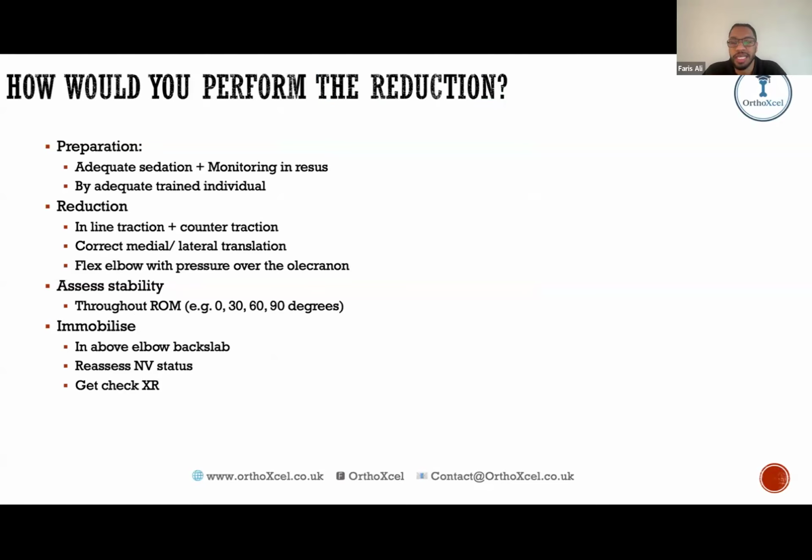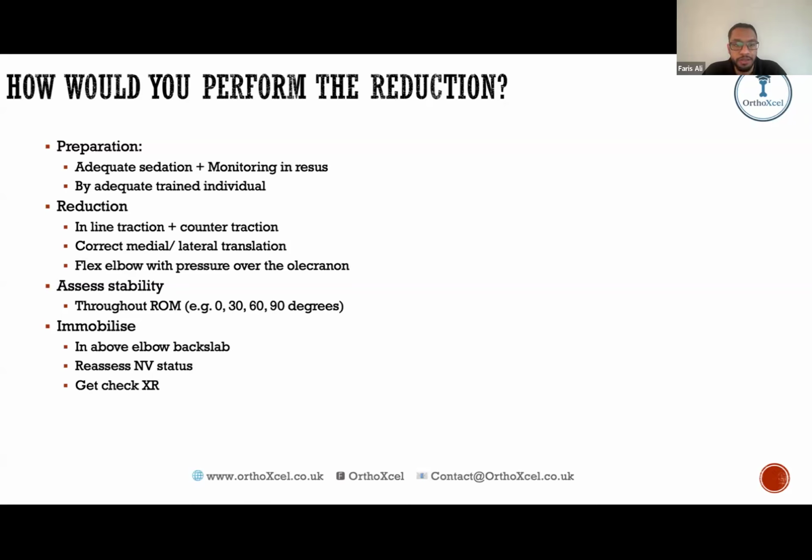I'll speak to my A&E colleagues and get them to a monitoring bay in resus. Then I would try to reduce this with an assistant. I would provide inline traction and counter traction, correct the medial and lateral translation, and flex the elbow with pressure over the olecranon using my thumb. Once it's reduced, I'd want to assess the stability at 90, 60, 30 and 0 degrees, because that's very important in determining whether it's unstable, as maybe at 90 degrees it will just dislocate.